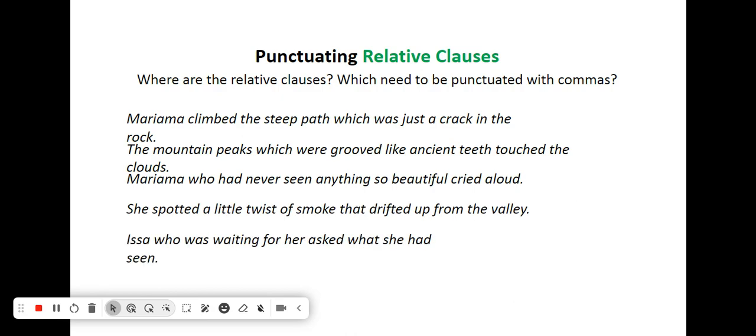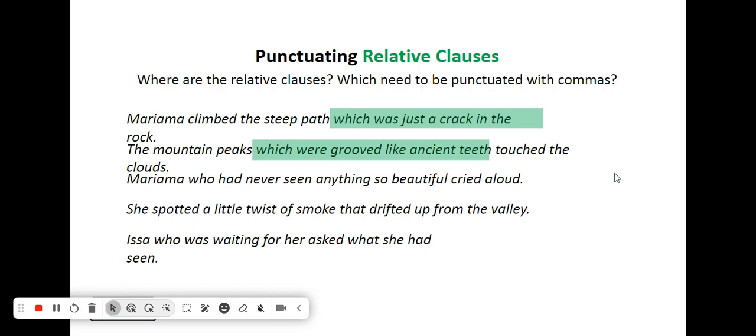So which relative clauses need to be punctuated with commas? We're going to identify the relative clause and we're going to punctuate them with commas if needed. The first one, Mariama climbed the steep path, which was just a crack in the rock. So which was just a crack in the rock is our relative clause. The next one, the mountain peaks which were grooved like ancient teeth touched the clouds. We're going to choose which were grooved like ancient teeth. This is our relative clause.